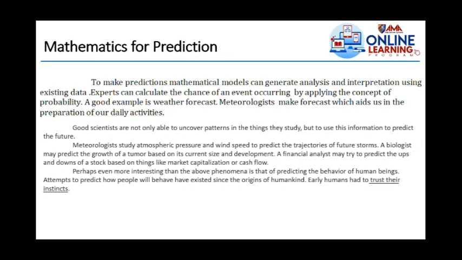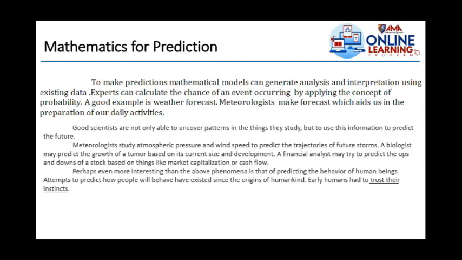Okay? Another example for mathematics for prediction is, ang biologist, pwede nilang i-predict, or mga doktor, pwede nilang i-predict kung gaano kabilis tumubo ang isang tumor or gaano kabilis kumakalat yung cancer cells sa buong katawan ng isang tao para magkaroon sila ng idea kung anong treatment ang ifa-follow nila, yung treatment course na i-avail ng patient para gumaling. Parang ganun.